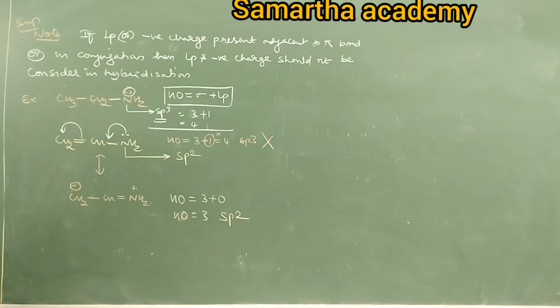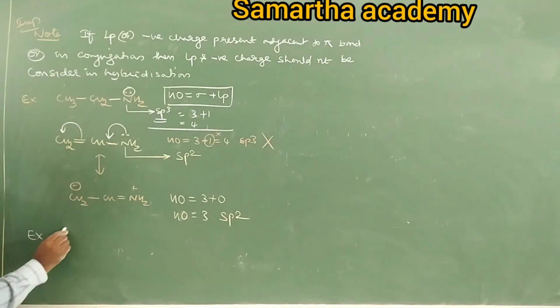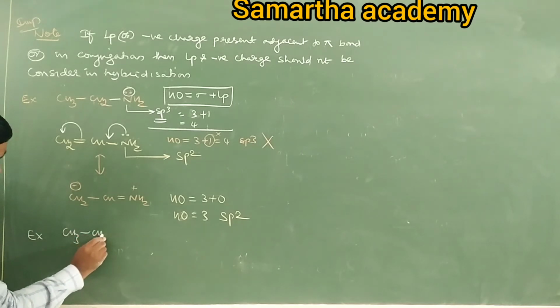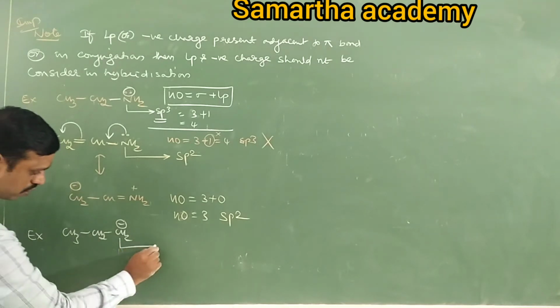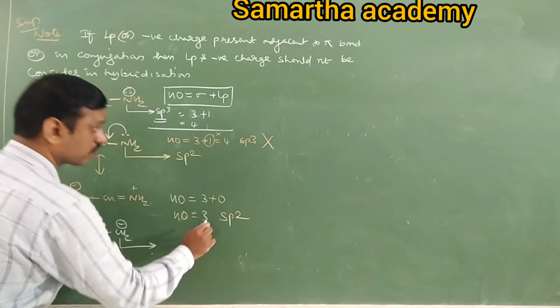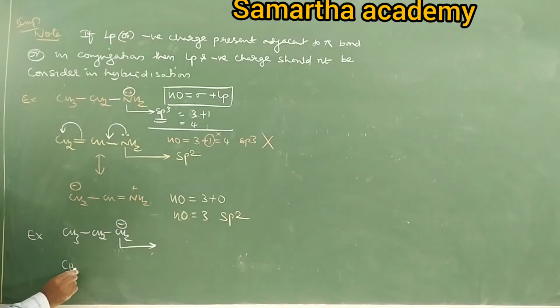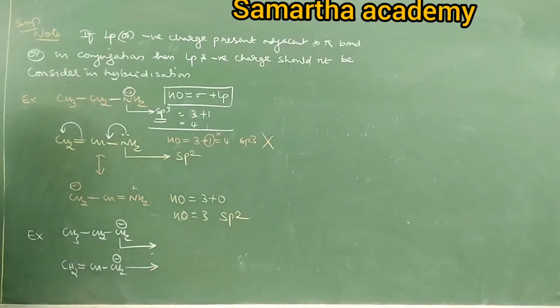Understand? One more example. CH3CH2CH2 with negative charge. What is the hybridization of this? Similarly, CH2=CH-CH2 with negative charge. What is the hybridization? In an organic molecule, you need to check whether there is resonance or not.